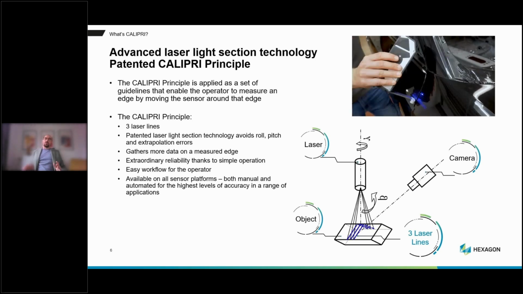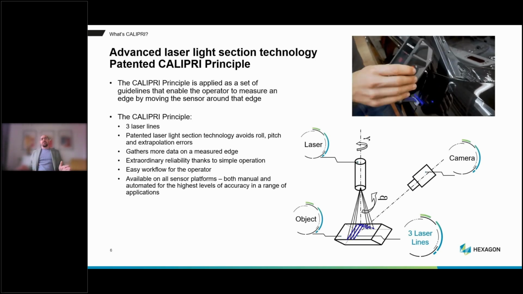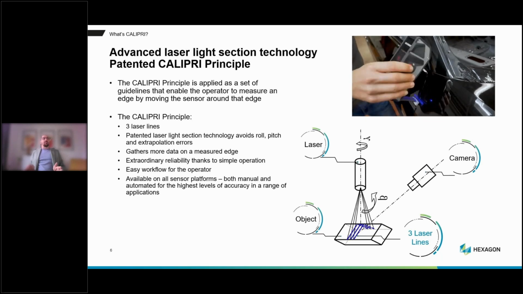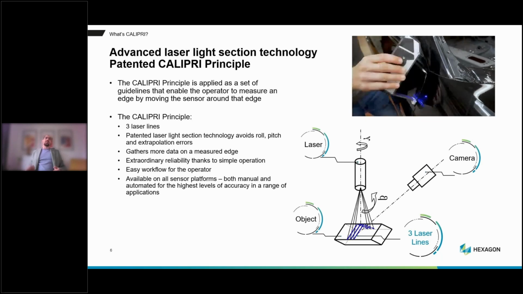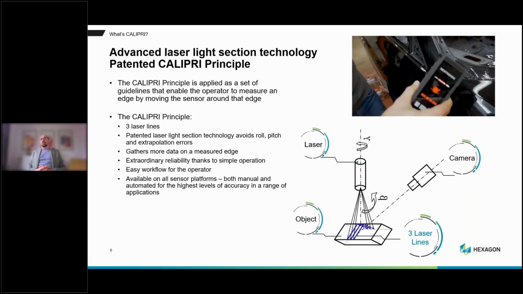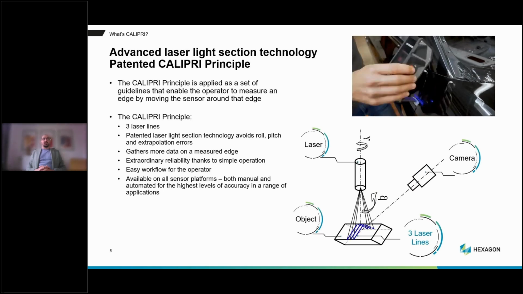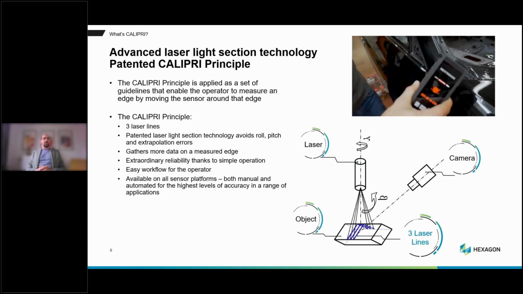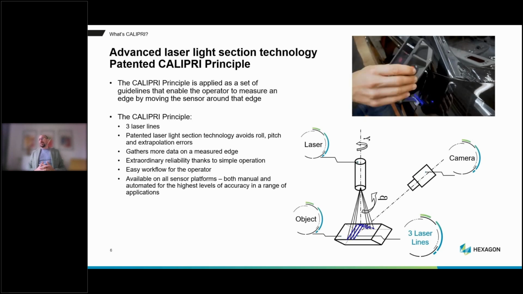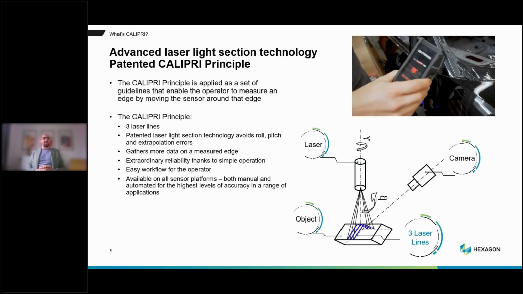So if you roll the device, those lines will spread. If you tilt the device, those lines will form a certain V shape. Our system can recognize the tilt and roll angle, and the patented CALIPRI principle, the patented algorithm, will correct the tilt and roll movement, enabling us to rotate our sensor around a profile and capturing a profile from each and every angle. So it's an easy workflow for the operator, for the handheld gauges, which we are not going to discuss more in detail today.